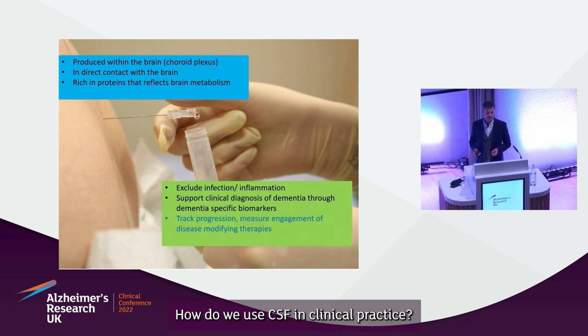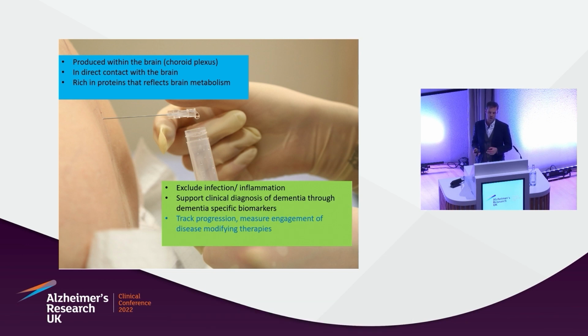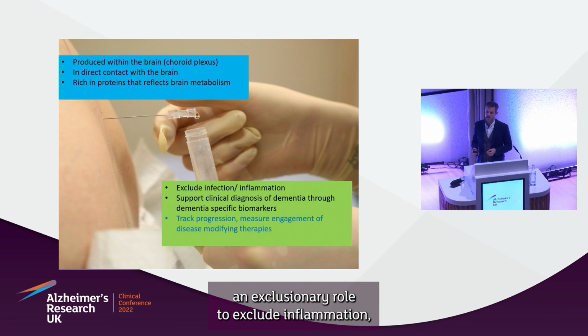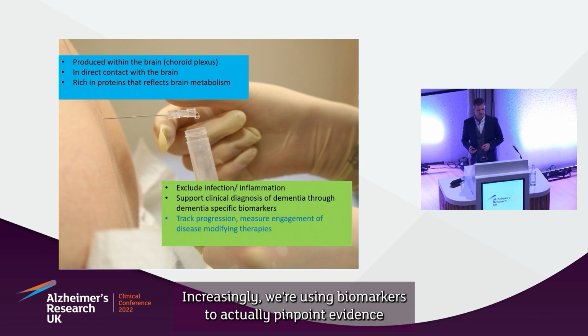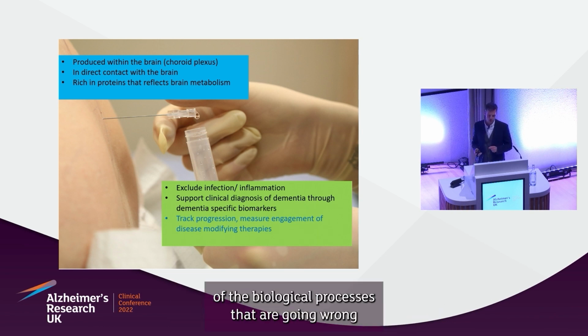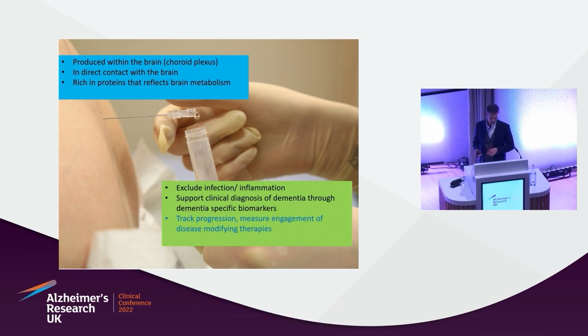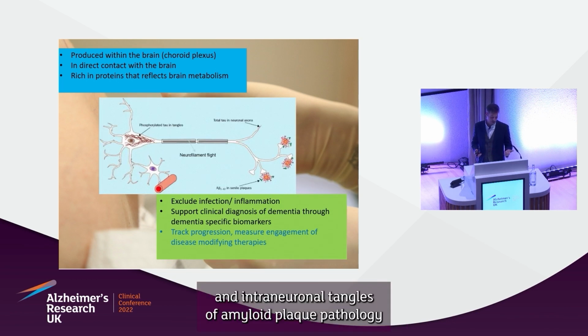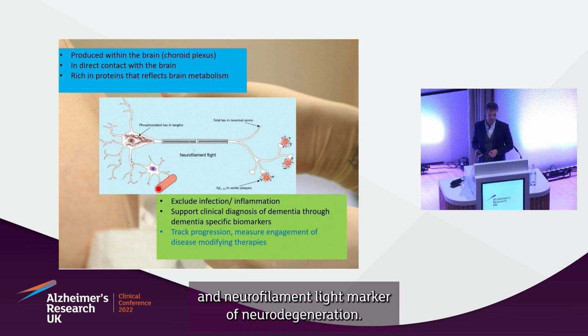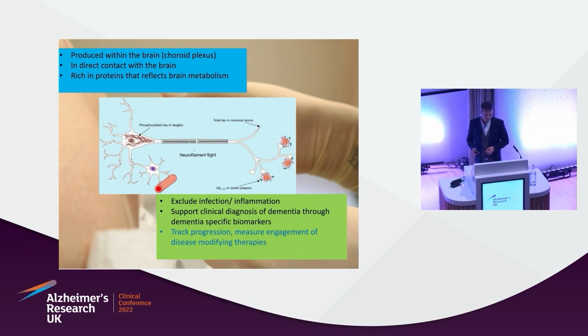So how do we use CSF in clinical practice? Well, the conventional use has been an exclusionary role: to exclude inflammation, infection, and malignancy in the context of cognitive impairment. But increasingly, we're using biomarkers to pinpoint evidence of the biological processes that are going wrong in Alzheimer's disease. So we use them to nail down the evidence of tau pathology in intraneuronal tangles, of amyloid plaque pathology, and neurofilament light, a marker of neurodegeneration.